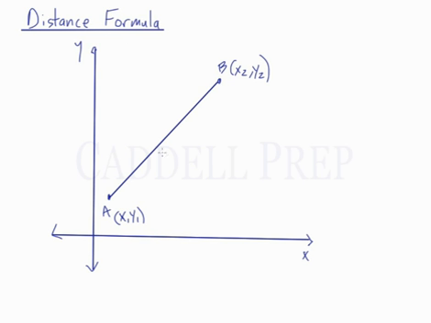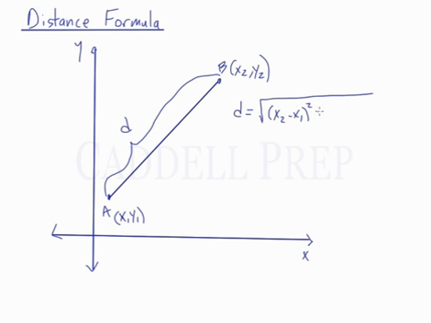The distance formula is used to find the distance between 2 points. So the distance from A to B, this distance we'll call D. The formula is that D equals the square root of the difference of the x's, so x2 minus x1 squared, plus y2 minus y1 squared. So you can memorize this formula and find the distance between any 2 points.